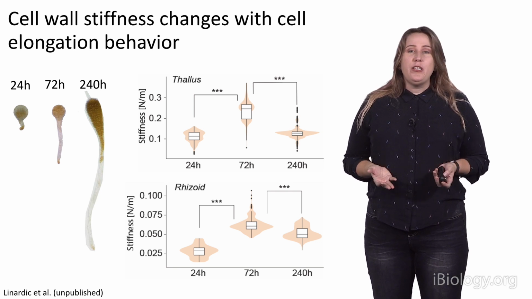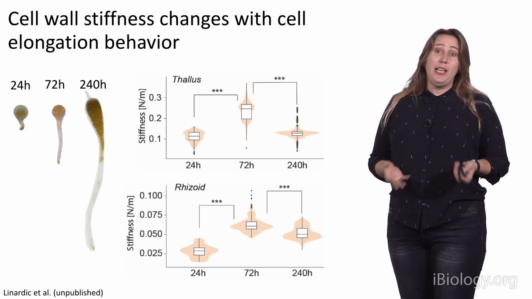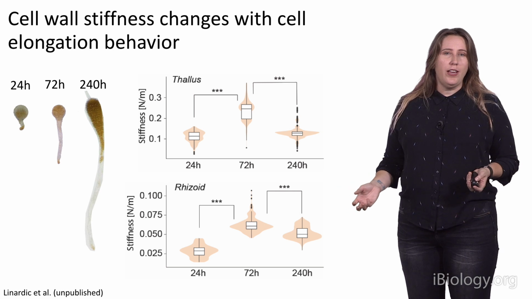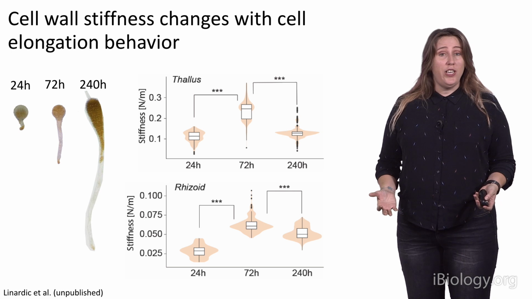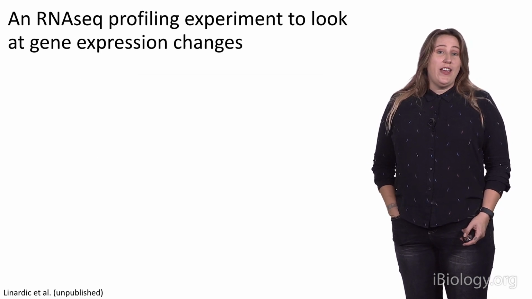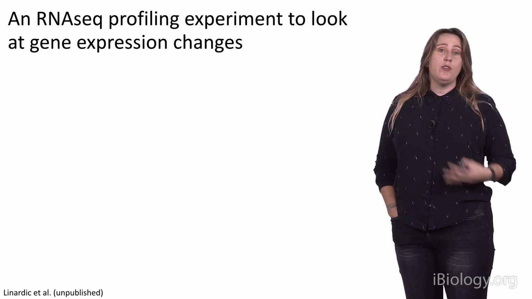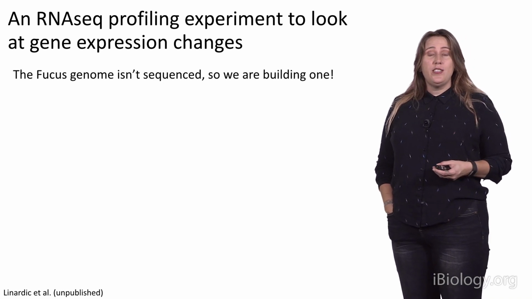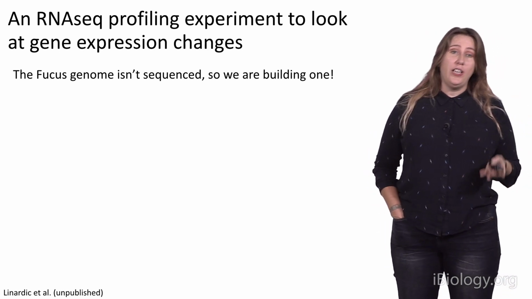Now, as I mentioned before, seaweeds aren't really that well studied, particularly with their molecular biology. And so while it's interesting to know that there are changes in cell wall stiffness, we might be interested in understanding how the gene expression might change in these organisms. So in order to look at this, we did an RNA-seq profiling experiment to look at how gene expression changed over time in embryo development. And this was particularly challenging because the Fucus genome is not sequenced. So in fact, we are building one currently.